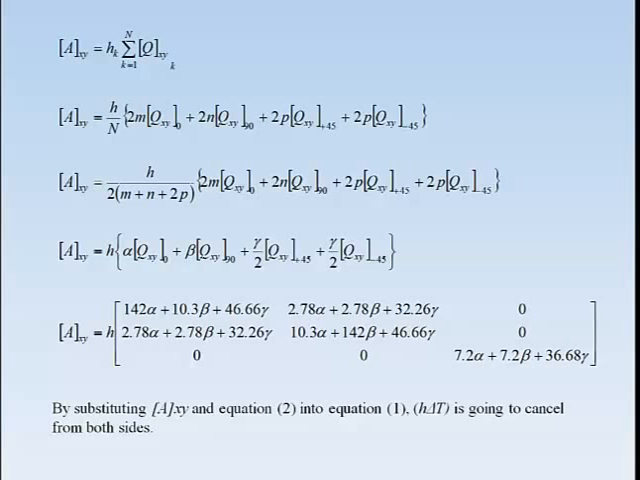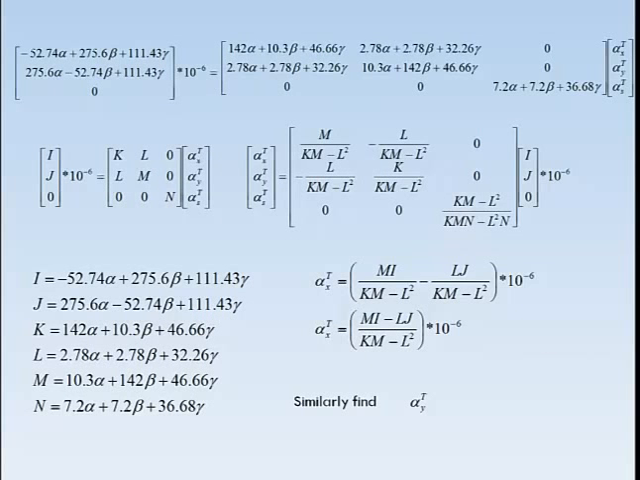The next step is finding out the stiffness matrix Axy. We are deriving to find out the values for stiffness matrix Axy. By substituting Axy and equation 2 into equation 1, h delta T is going to cancel from both the sides. These are the equations we are getting from the previous equation.